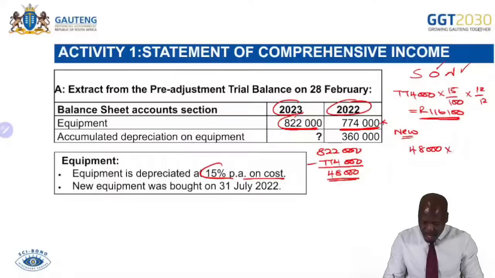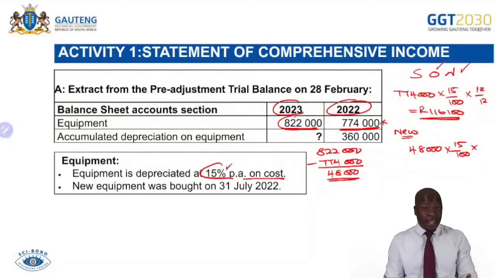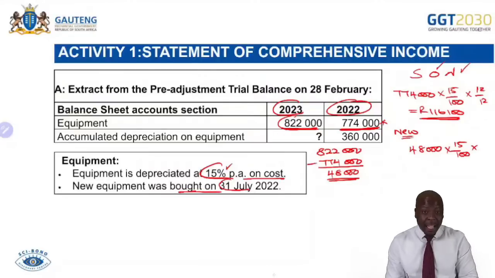Then I now say, if I have my cost, I know my rate is 15%. That's easy, 15 over 100. And I now need to know for how many months I had it. Remember, with the new, you count from the time it was bought. And here they say the 31st of July. Already you know, if it's the 31st of July, do we count July? No, we start counting from August. So we're going to count from August until the end of the year, which is February. And if you count properly, you get 7 over 12. Please remember what I said. Use your fingers. Do it properly.